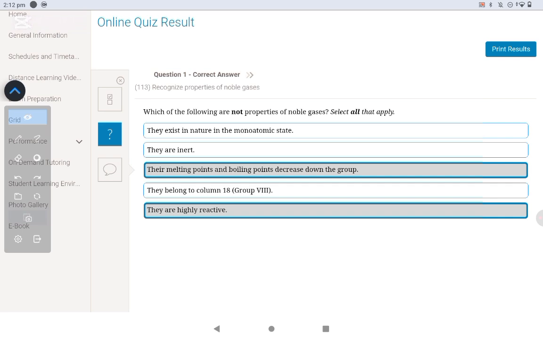They belong to column 18. Yes, column 18 is the last column, so we cannot choose that because it's correct. And they are highly reactive? No, they're not highly reactive. They are inert. They do not react, they are not at all reactive, so that is wrong. So these two: melting points actually increase down the group, and they are not reactive.